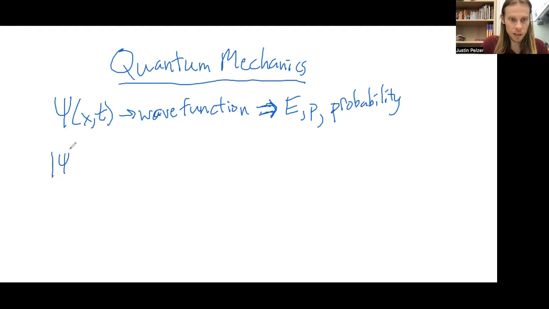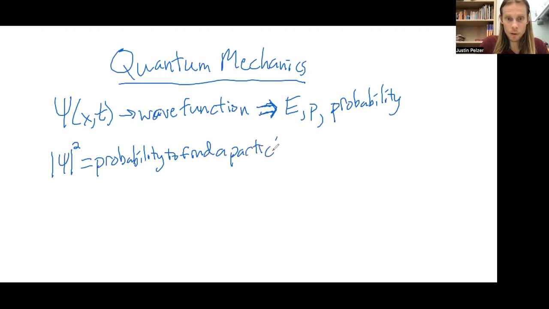The first step is realizing that if we take the absolute value and square it, it's the probability to find the particle at a specific, that's an at, position and time. And I showed you some examples in class, and I'll show you some examples here as well.